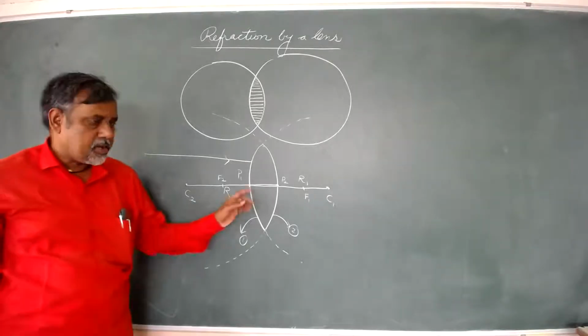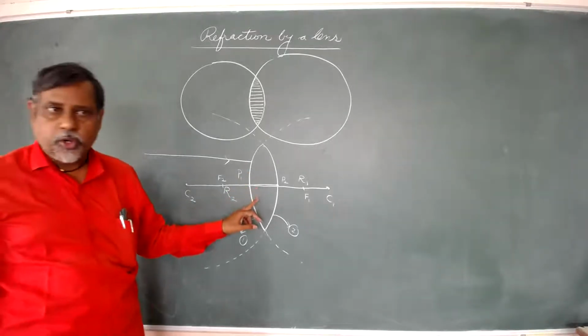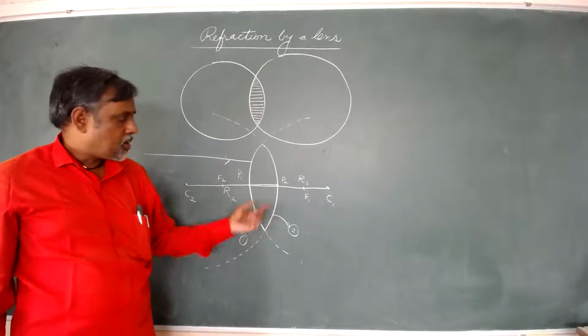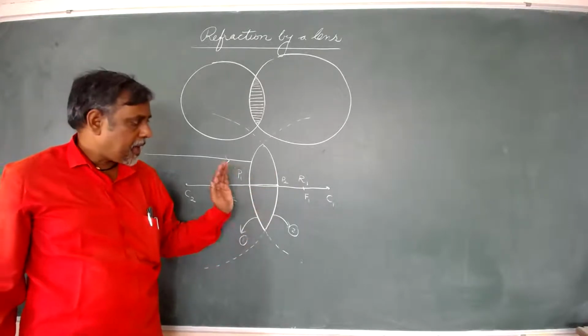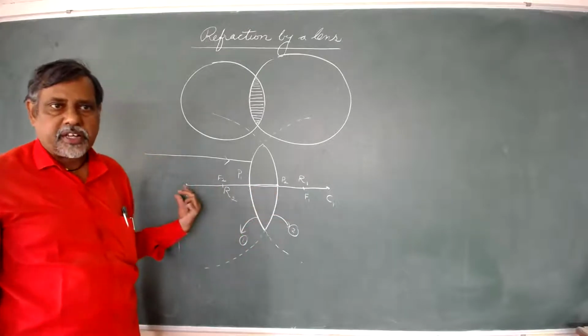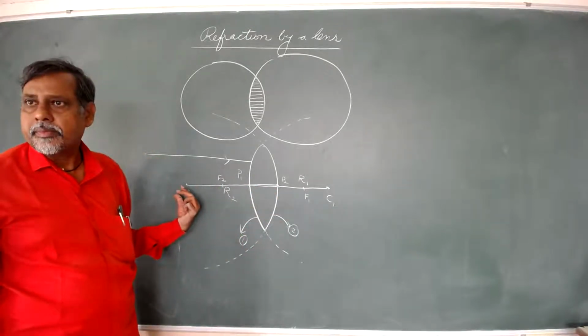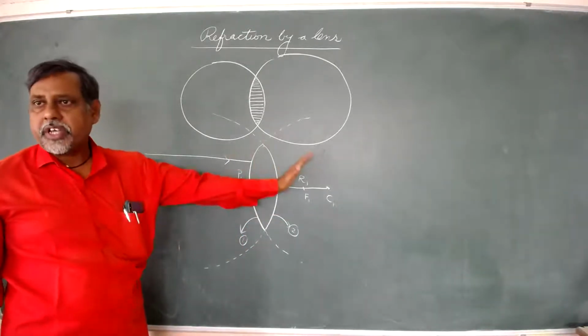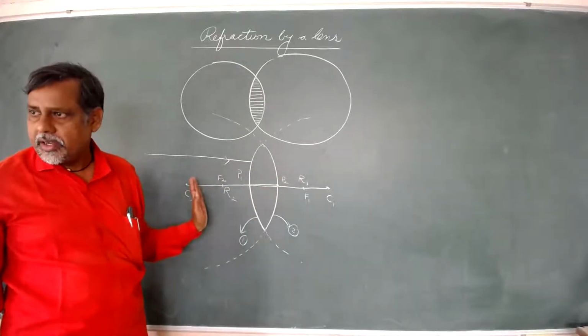Right. So by means of this, what did you conclude over here? So for a convex lens, all primary things lie on the right side. All secondary things lie on the left side. This is what we have to keep in mind. All primary ones are on the right side. All secondary ones are on the left side.